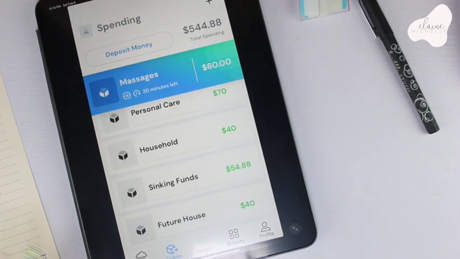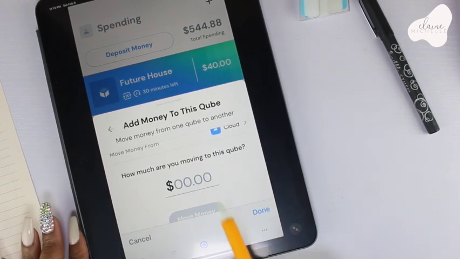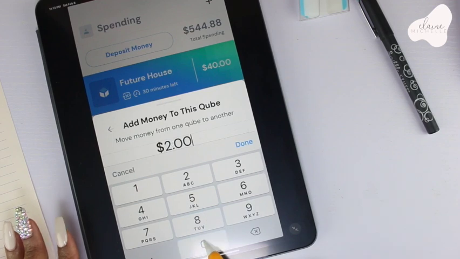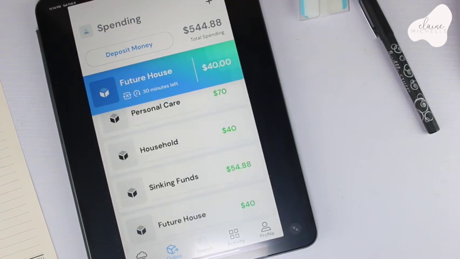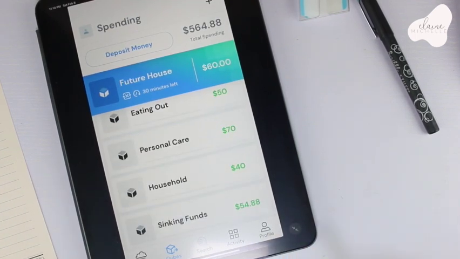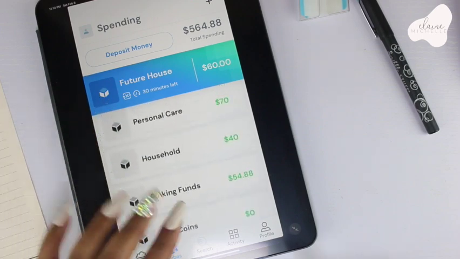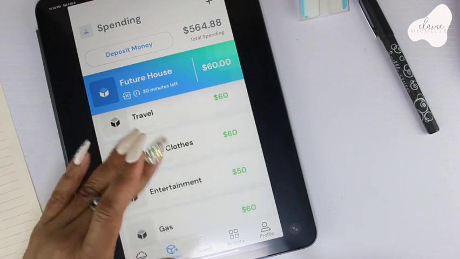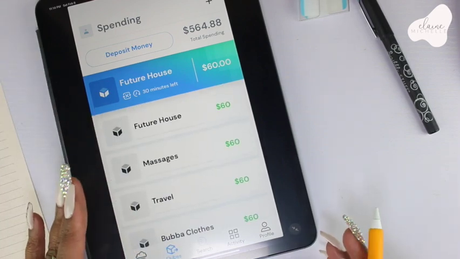Move that money. And then for my future house, hey future house, this is going to be little portraits or something like that I want to get. I just want to have something to kind of get started with, just little stuff that I want to purchase around there, and if I need to do more, then I will do more. All right, so that puts us at sinking funds has $54.88 in there, and I think that's it.